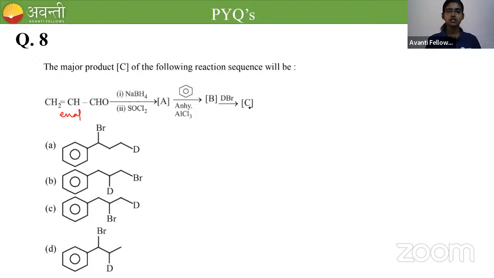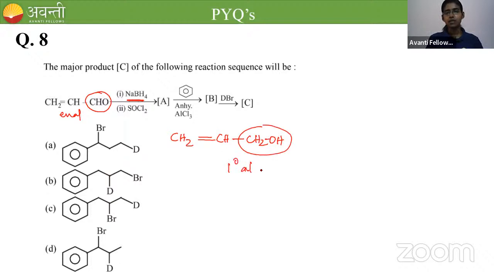So try to find out A first. What is A? It is undergoing reduction. Sodium borohydride is used for the reducing purpose. Which compound is getting reduced here? The CHO carbonyl group will be reduced on treatment with NaBH4. So you'll get CH2=CH, and the aldehyde always forms a primary alcohol, right? So CHO will be converted to CH2OH. So it forms the primary alcohol part. Sorry, this is not compound A. This is the reactant that you are getting on treatment with NaBH4.